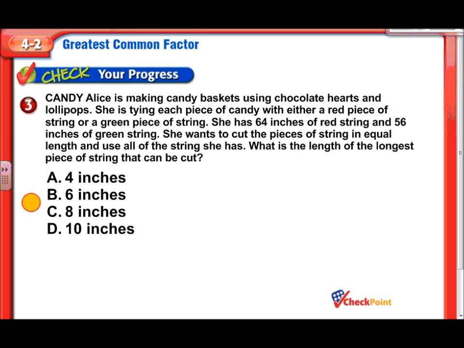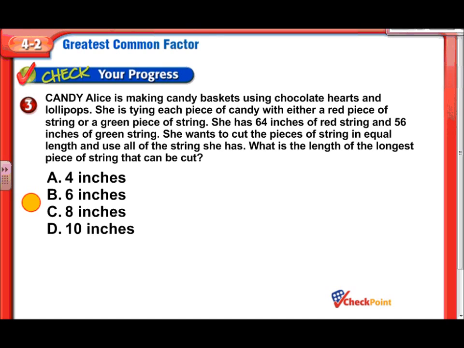Long problem. Alice is making candy baskets using chocolate hearts and lollipops. She's tying each piece of candy with either a red piece of string or a green piece of string. She has 64 inches of red string, 56 inches of green string. She wants to cut the pieces of string in equal length and use all the string she has. What is the length of the longest piece of string that can be cut?